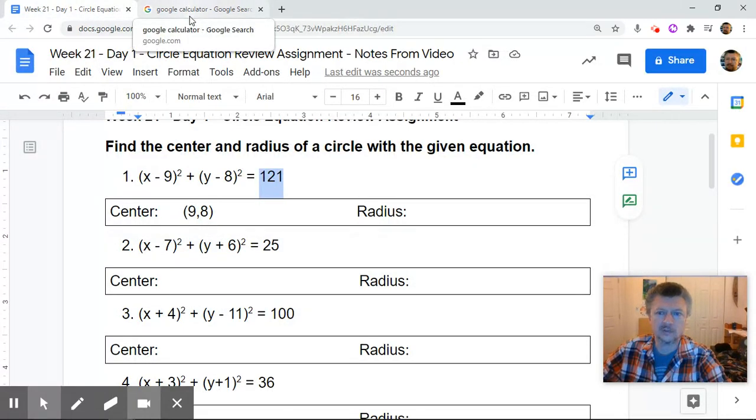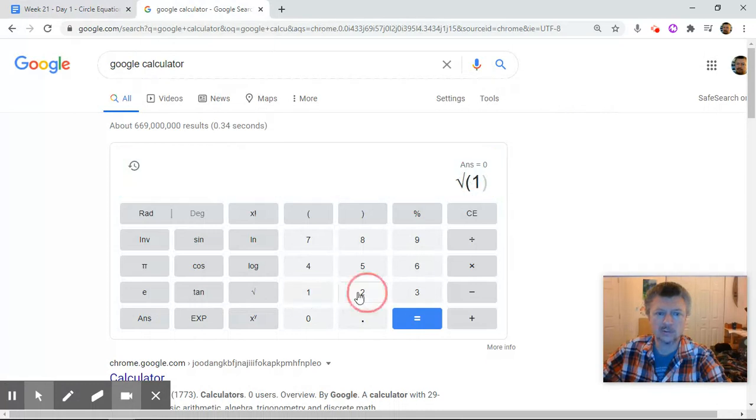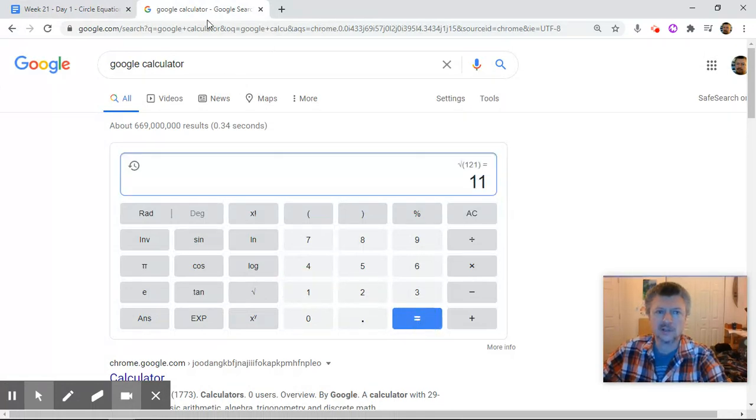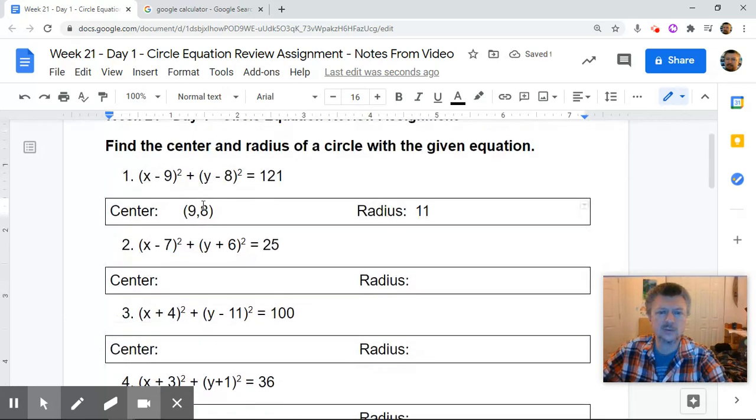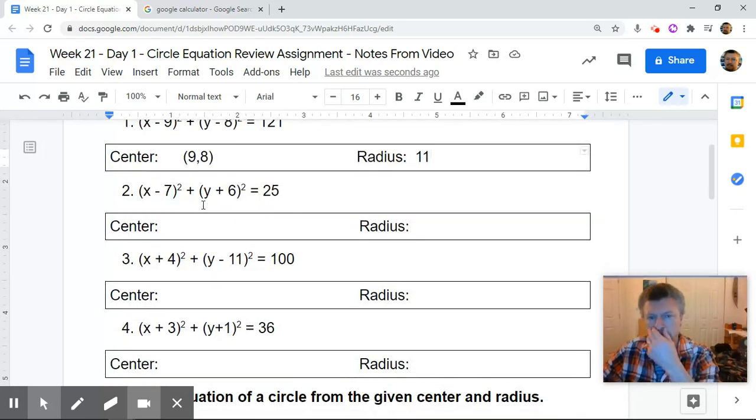of, what is it, 121? 121 is 11. Because 11 times 11, or 11 squared, is 121. So the radius is 11. There we go, 11. Okay, so that's that one. Now there are 4 problems like this. I'll do one more, and then you can do the next 2 on your own for credit.